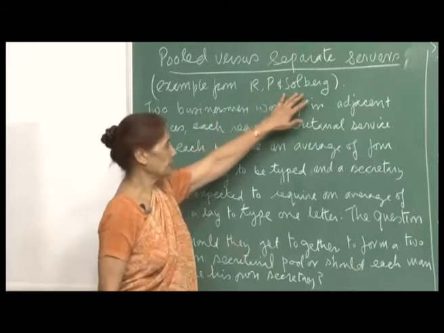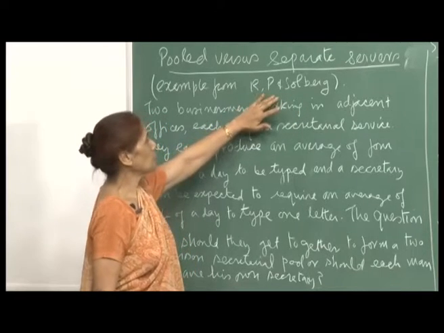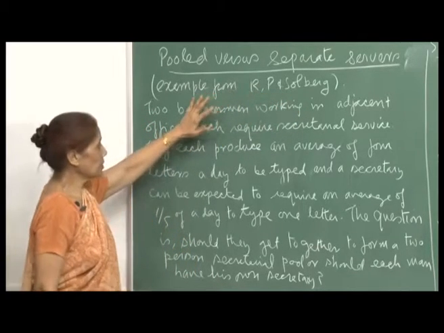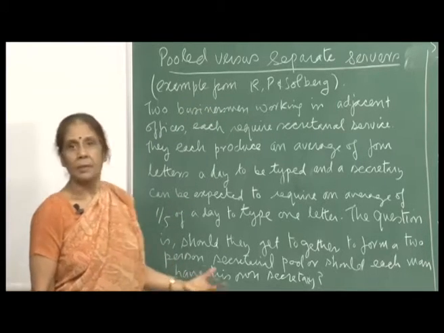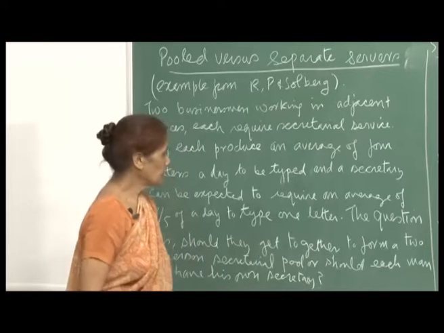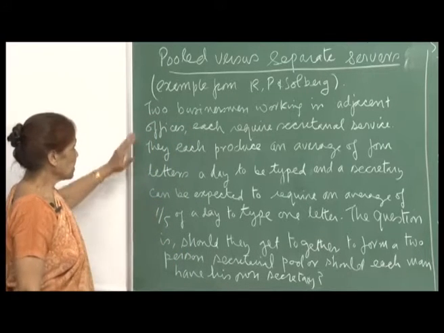Now you see an interesting example from Ravindran, Phillips and Solberg. Actually, there are 3 authors. They are trying to show you pooled versus separate servers and what would be the conclusion. So, let us look at this example.